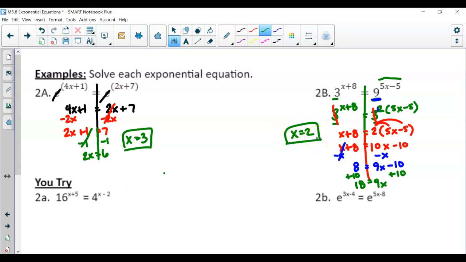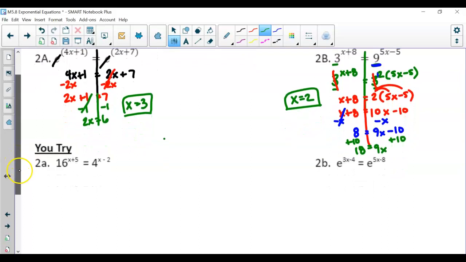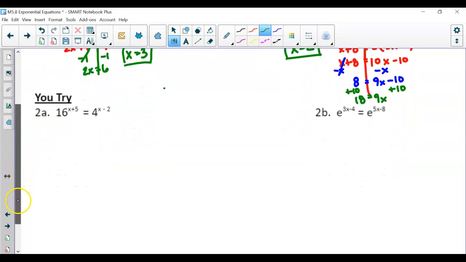So notice here, if the bases are the same, they cancel out. So if they're not, convert so that they are the same. So go ahead and pause the video and try the two Y'all Tries on your own.